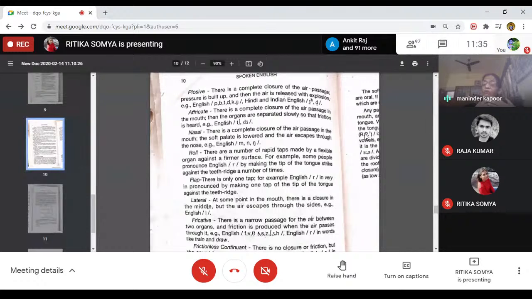So when we are talking about m, n, we say that they are nasal sounds. But when we talk about l, we say that it is a lateral sound. Now, after that, we are left with two sounds. No, we are still left with three sounds. Let's do y and w first. What are y and w?